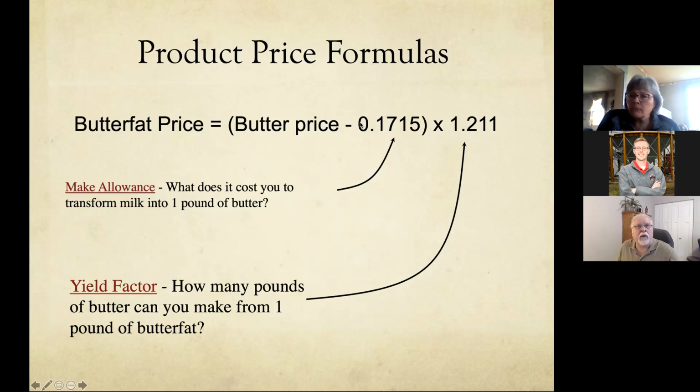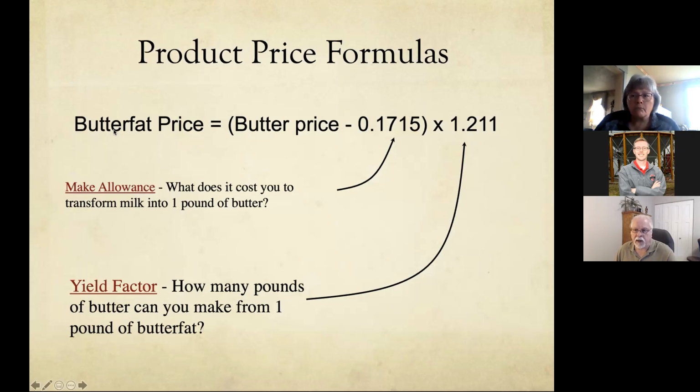And that's literally how much it costs you to turn milk into a pound of butter. So this says that about 17 cents is what it costs a plant to churn a pound of butter. This other factor over here is referred to as the yield factor. And this says, if I had 1 pound of butter fat, I could literally make 1.2 pounds of butter, because butter is not 100% butter fat. It's about 80%.